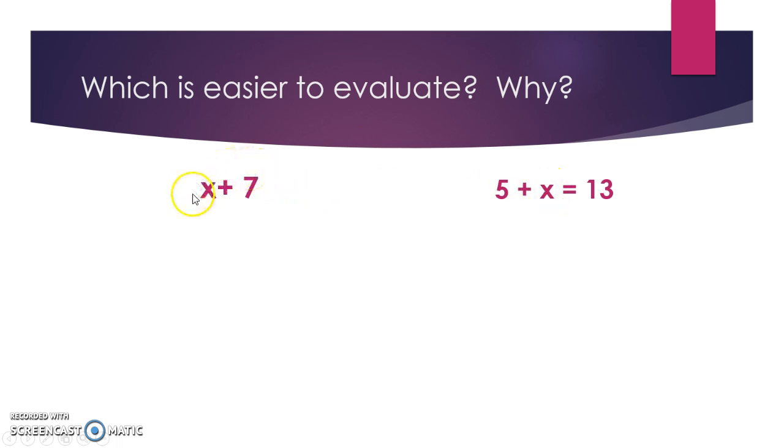What about this one? X plus 7. Do I know what to do with that? I mean, if x was 1, then 1 plus 7 would be 8. But I don't know that x is 1. It could be 10. If x was 10, then this would be 17. I have no idea what to do with this. So which one's easier to evaluate? Has to be this one, because I know what it equals. I can figure out this missing piece. I don't know what's going on over here, so I can't really evaluate it.